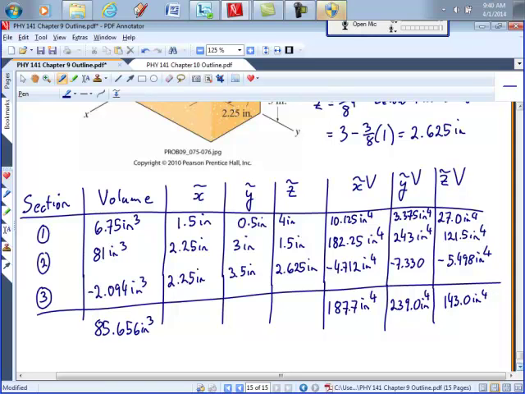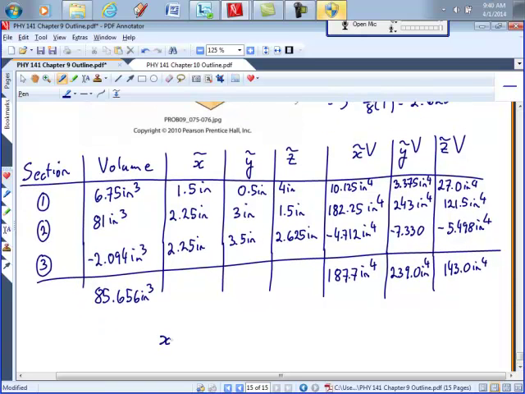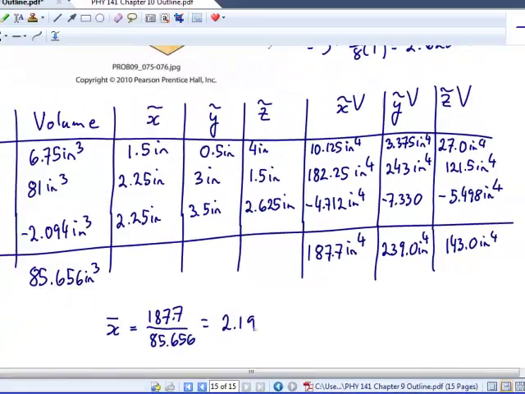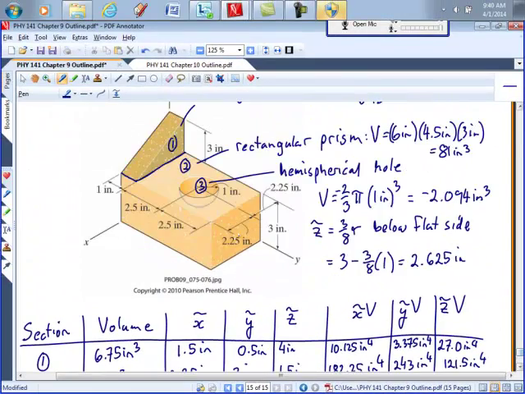All right, and from there we can figure out our centroid. So x bar is going to be 187.7 divided by 85.656. 2.19. Does that make sense? Okay, it's a little bit to the right of the centroid of the brick, and because of the triangular prisms on top, that makes sense.